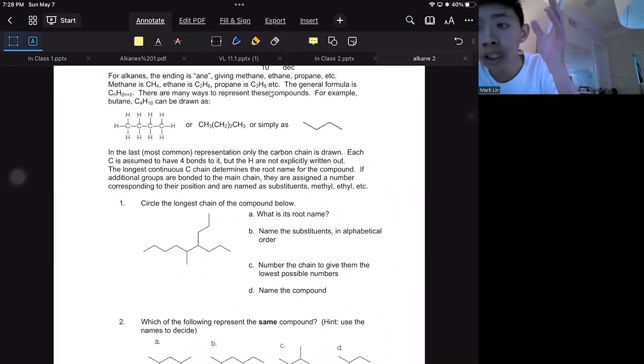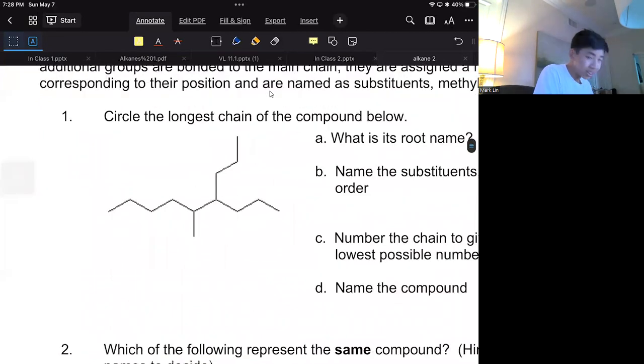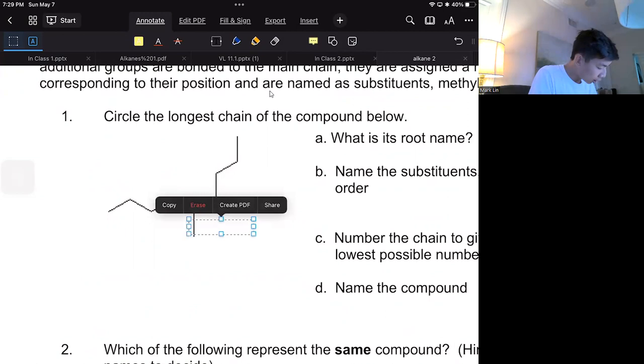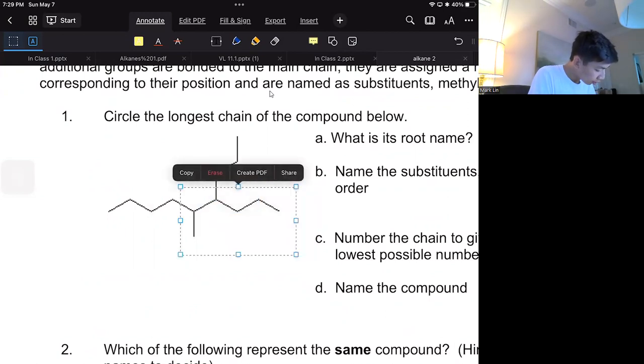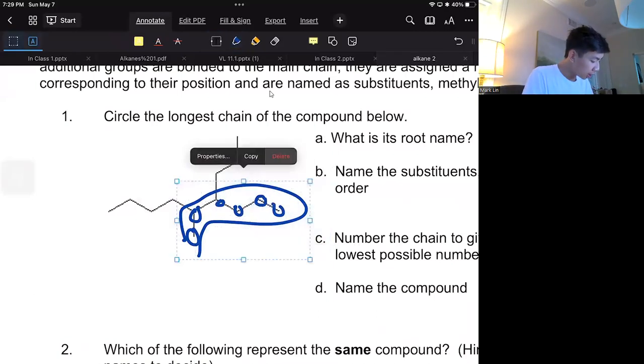So in order to find the longest chain, we need to find out what's the longest line of it, right? So this is just going to be trial and error. Let's just see what this one will be. 1, 2, 3, 4, 5, 6. That's 6. Let's do another one.